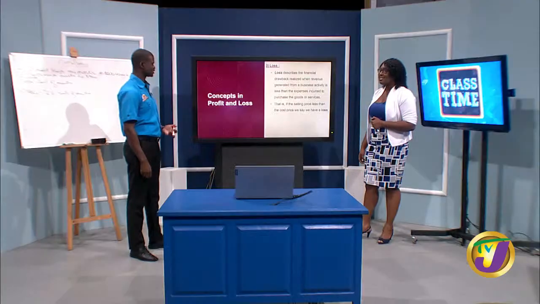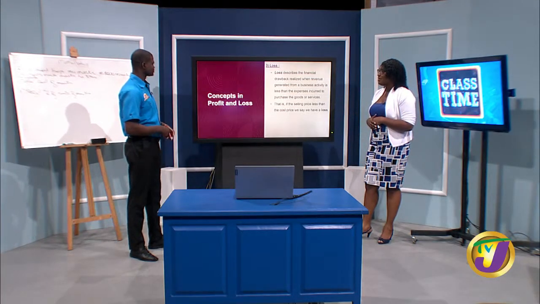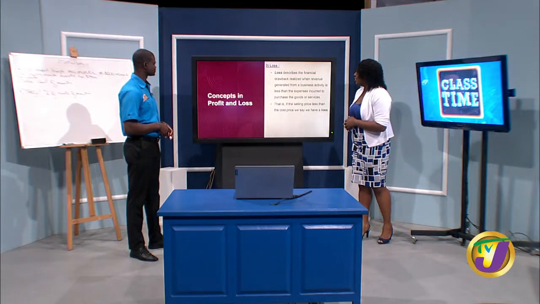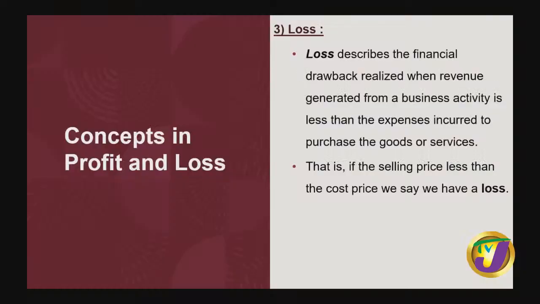Next one, loss. This is what I don't like, right? I don't like to incur a loss. So this is the financial drawback realized when revenue generated from a business activity is less than the expenses incurred to purchase the goods or services, right? So the selling price is less than the cost price. We say that we've incurred a loss. And Mr. Price loves his tomatoes. So when we had to just take the tomatoes out and sell them out real fast, we incurred a loss.